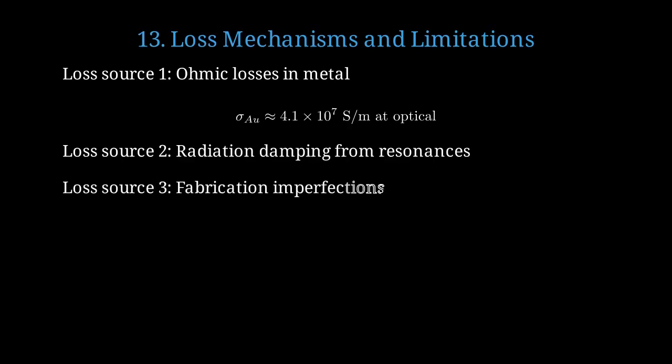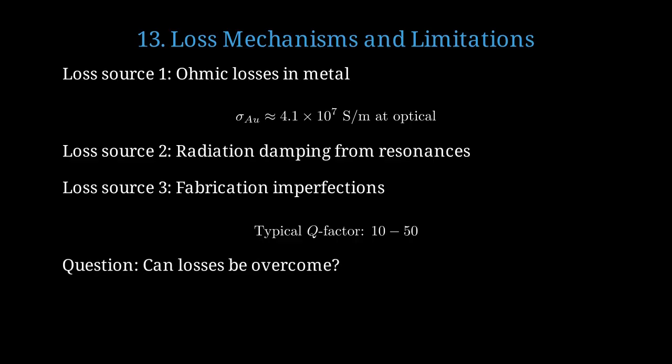Third, surface roughness and fabrication defects scatter light and increase absorption. Typical quality factor Q of 10 to 50, much lower than atomic resonances which can exceed millions. Can we overcome these losses to achieve practical devices? Partial answer: incorporating optical gain media, like dyes or quantum dots, can compensate some losses. However, this introduces noise, stability issues, and additional complexity.